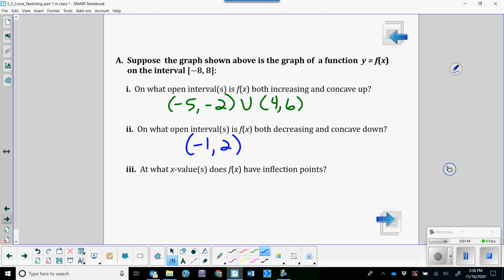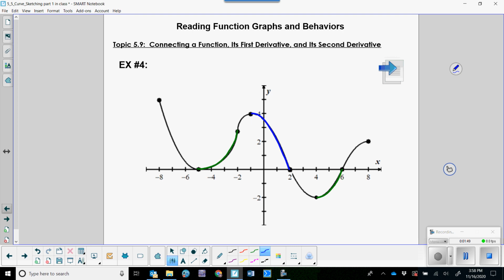And at what x values does f have an inflection point? Inflection points would be where we change from concave up to concave down, or from concave down to concave up, and then again from concave up to concave down. Those points would be our points of inflection. So that would be -2, 2, and 6.